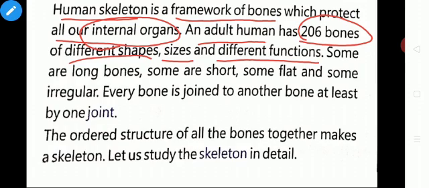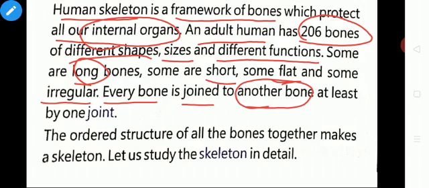And some of the bones are long. Some are long bones. Some are short bones. Some are flat bones and some are irregular bones. Every bone is joined to another bone. Every bone is joined to another bone at least by one joint.